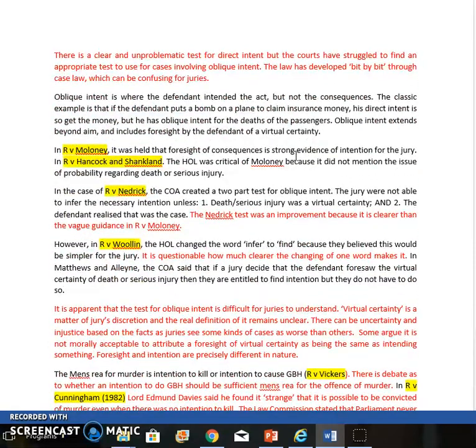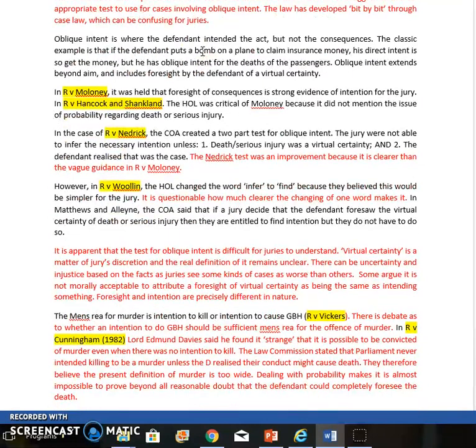So I've dealt with direct, and I'm now going to go on to indirect or oblique intent. And I've straight away there said that there's an issue here because the courts have struggled to find an appropriate test. And the law has developed bit by bit through case law. So over the years, we've had a number of cases which have all struggled with this issue.